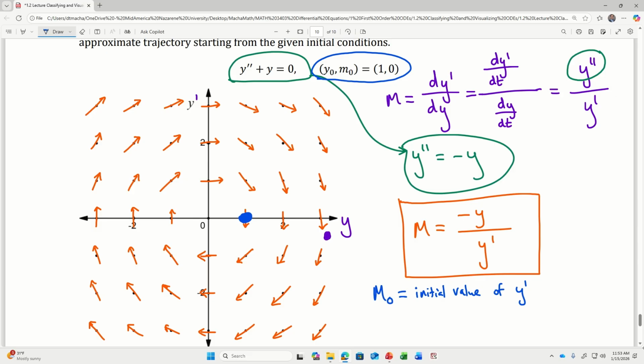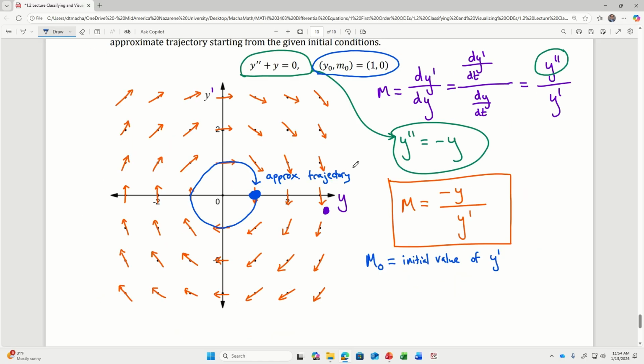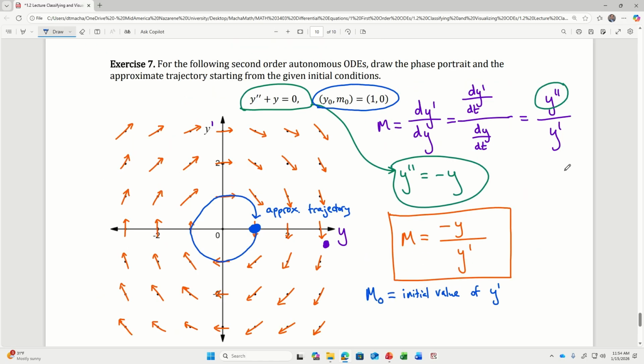And the question is asking, what would an approximate trajectory look like starting from here? Well, I'm initially going down, and then things seem to be swirling clockwise. Like that. That's my best guess at an approximate trajectory. So that's a lot of steps. It's a lot of work, but that's how you'd answer a question like exercise 7 on your homework.